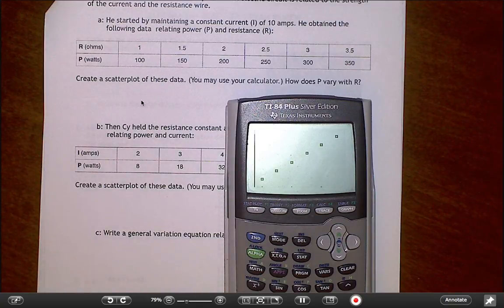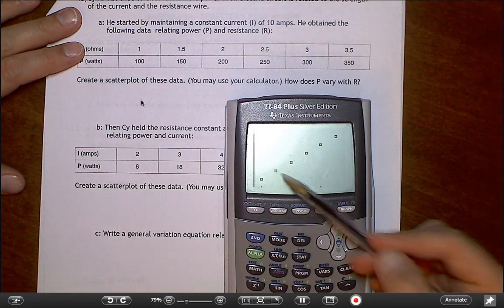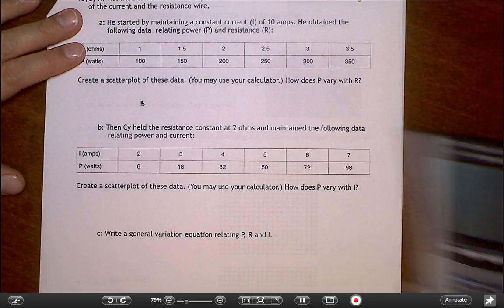Okay, and there's my scatter plot. So that's what I'm looking for. And it says, how does P vary with R? Well, this is linear, right? So we know this is direct variation.